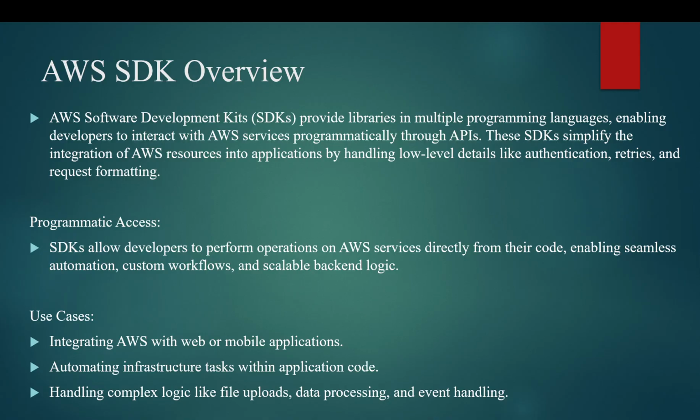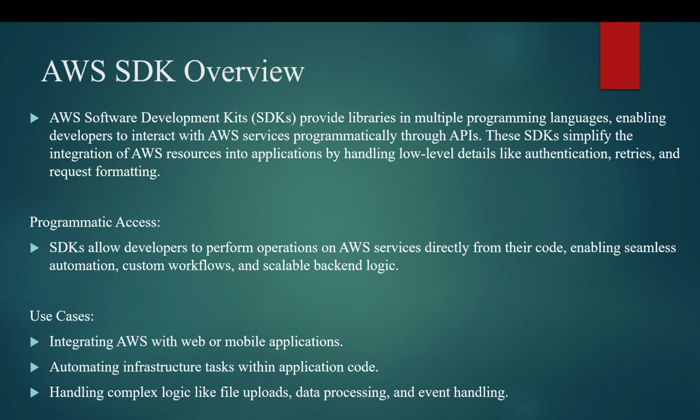AWS SDK overview. AWS Software Development Kits provide libraries in multiple programming languages, enabling developers to interact with AWS services programmatically through APIs. The SDK simplifies the integration of AWS resources into applications by handling low-level details like authentication, retries, and request formatting.